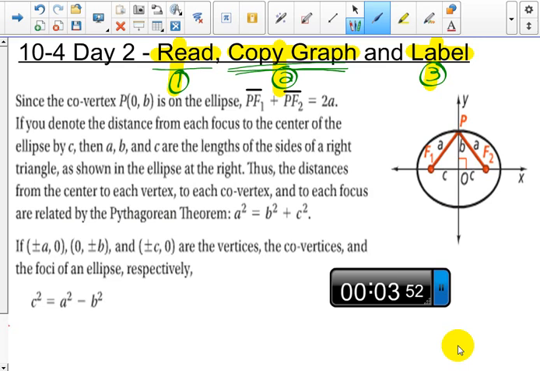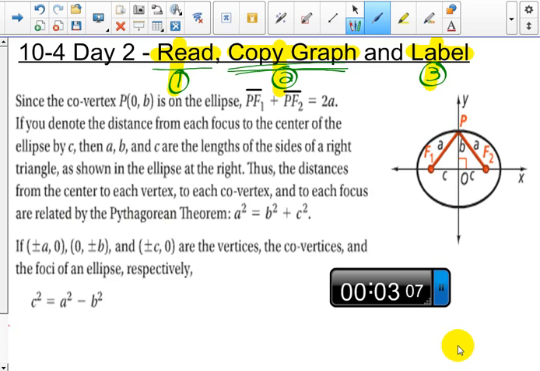It says, since the co-vertex P of 0, b is on the ellipse, the segment PF1 plus segment PF2 is equal to 2 times a. If you denote the distance from each focus to the center of the ellipse by c, then a, b, and c are the lengths of the sides of a right triangle as shown in the ellipse at the right. Thus, the distances from the center to each vertex, to each co-vertex, and to each focus are related by the Pythagorean theorem. a squared equals b squared plus c squared.